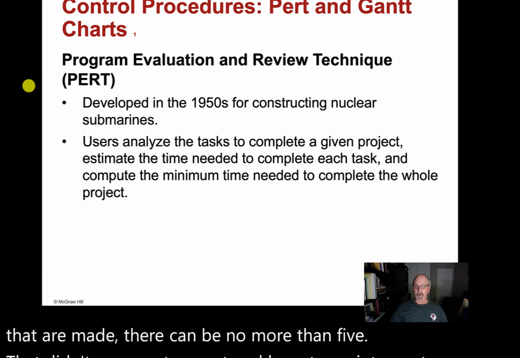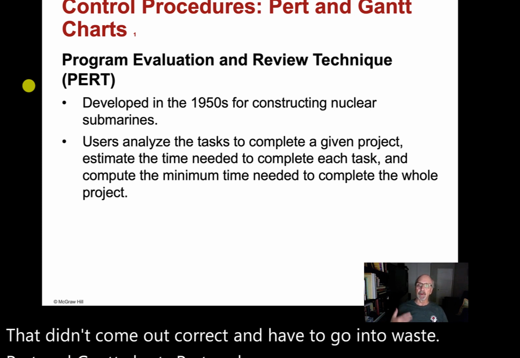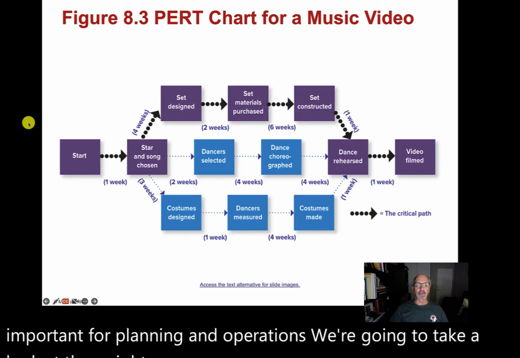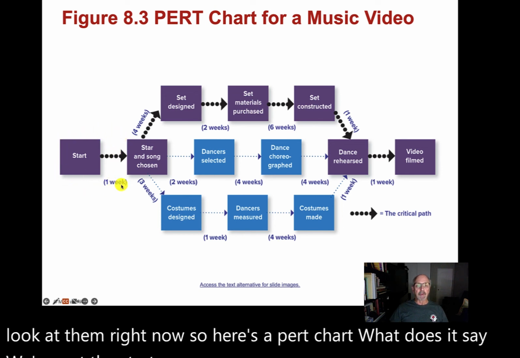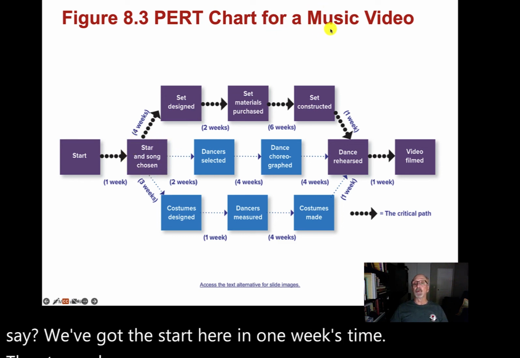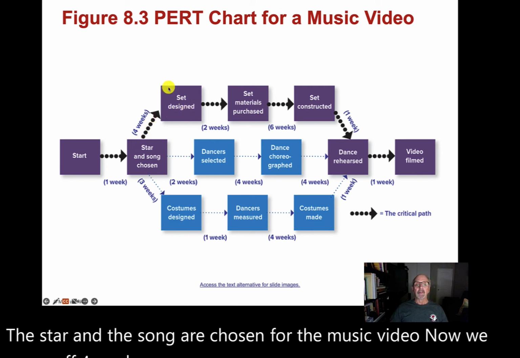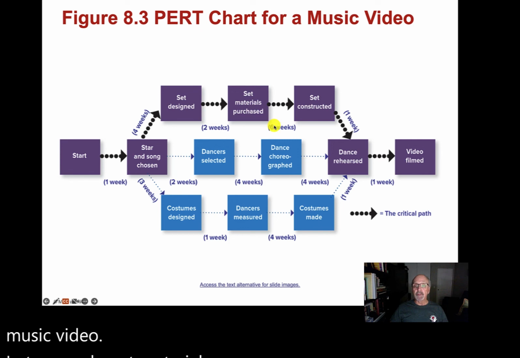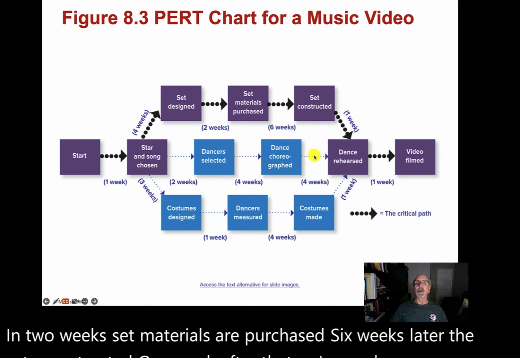PERT and Gantt charts. PERT and Gantt charts are really important for planning and operations. We're going to take a look at them right now. So here's a PERT chart. What does it say? Well, we've got the start here. In 1 week's time, the star and the song are chosen for the music video. Now we move off 4 weeks from here, the set gets designed for the music video. In 2 weeks, set materials are purchased. 6 weeks later, the set's constructed. 1 week after that, we're ready for rehearsal for the set.